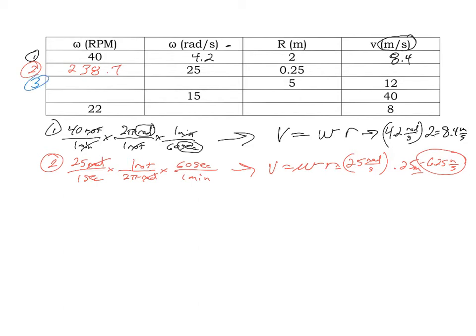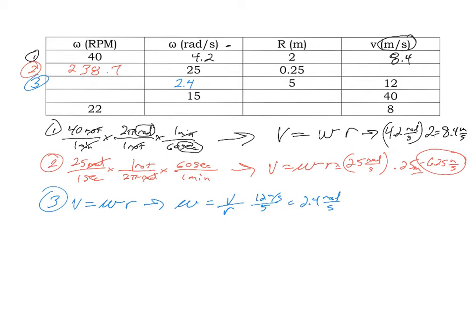What do I have here? All I have is a radius and a velocity, so I'm going to have to pull out velocity equals angular velocity times radius. And what can I get out of that? Angular velocity equals linear velocity divided by radius. My linear velocity is 12 meters per second. My radius is 5. 12 divided by 5 is 2.4. And that's radians per second. So where am I going to put that? 2.4.